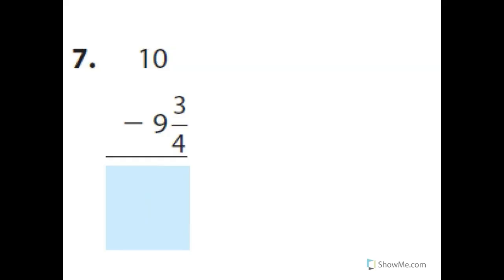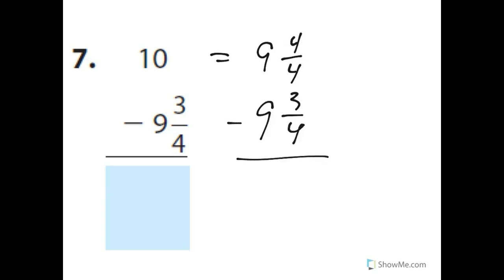Alright, try out number 7 and then we'll go over it. Alright, so I want to borrow 1, make it 4/4, minus 9 and 3/4. So I've got 0 and then 1/4. Mr. Premier, what if I put that 0 there? Well, it's not technically wrong, we just don't need to put it there. So 1/4.